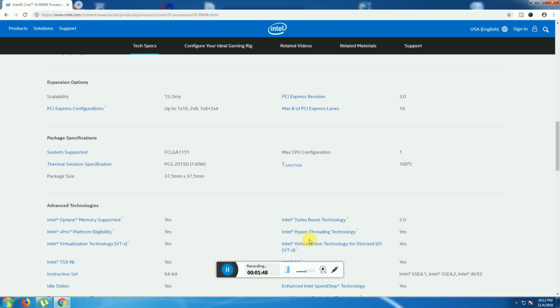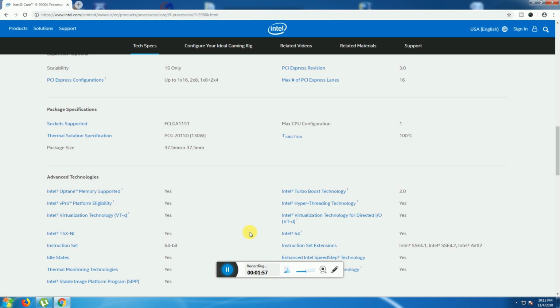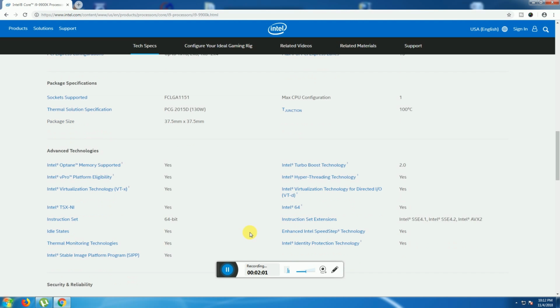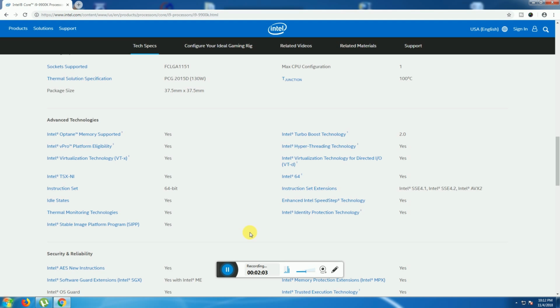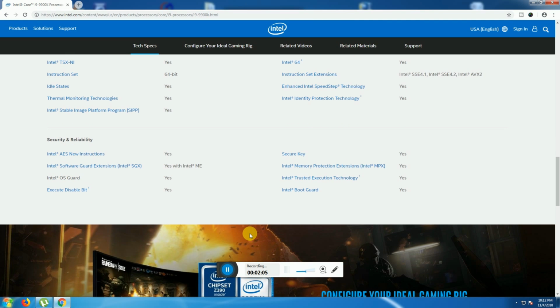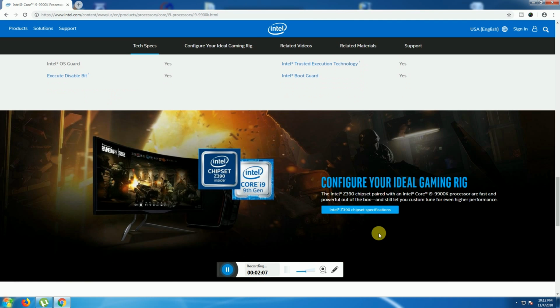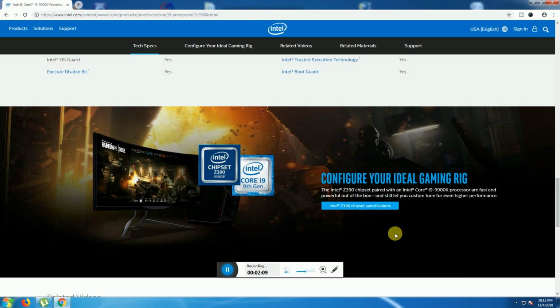This socket supports FCLGA1151, maximum CPU configuration 1. The thermal solution specification is 130 watts, with package details. Operating memory is supported. Turbo Boost technology is supported. It supports 64-bit instruction set. The configuration is also ideal for a gaming PC rig.